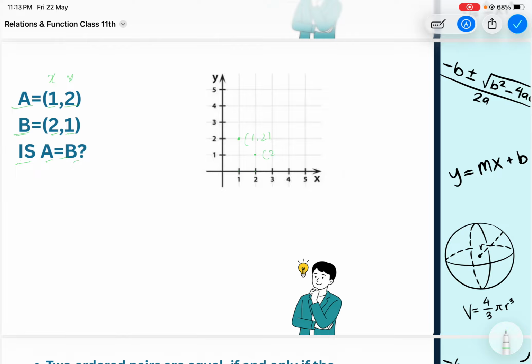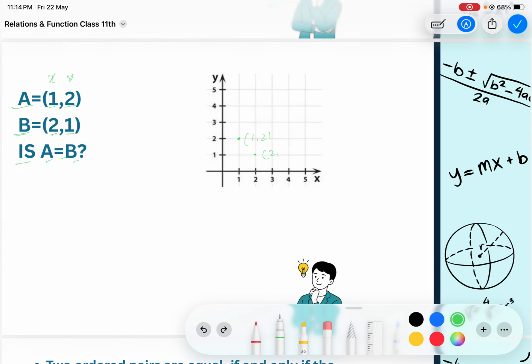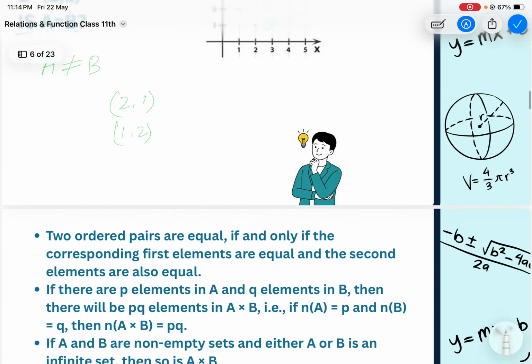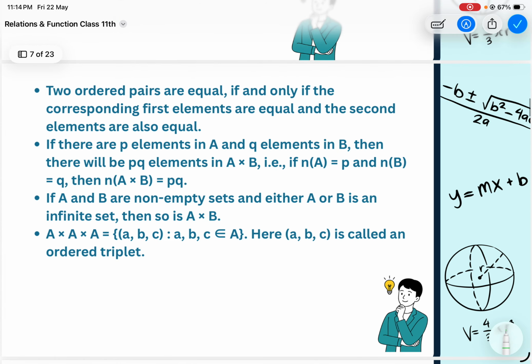So just tell me, are these two coordinates the same or different? Absolutely, this is different. This is here and this is here. It means A is not equal to B. It means if we say (2, 1) and (1, 2), then these two are different things. These are two different coordinates, right? So this is very important, so I thought I should tell you this.